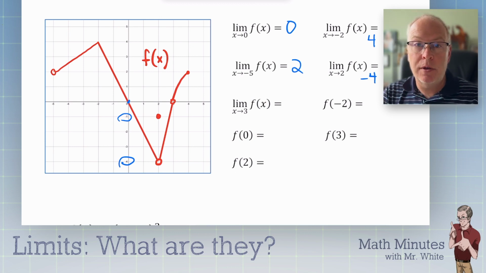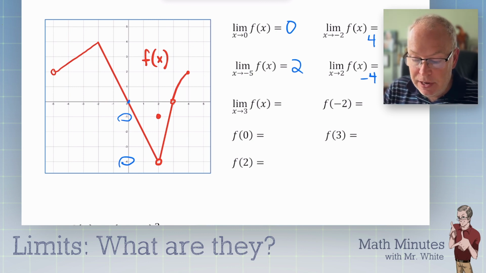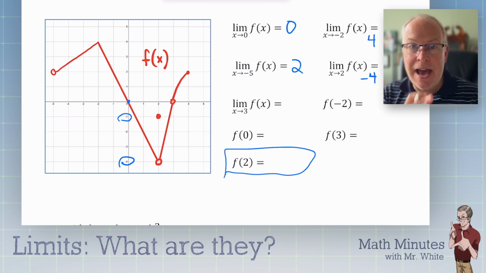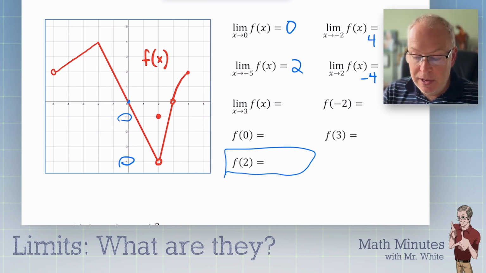Limits are all about what you're approaching, not where you are when you actually get there. Let me jump down here because this is important now. The limit as x approaches 2 was -4. What is the actual value at f of 2? That's where you read where the closed circle is, and this one is -1.